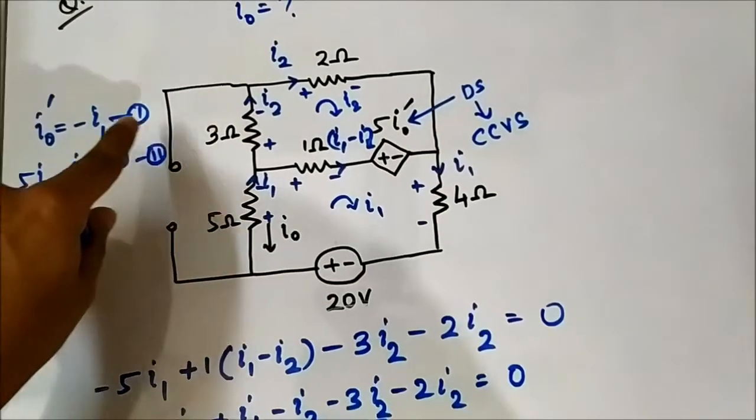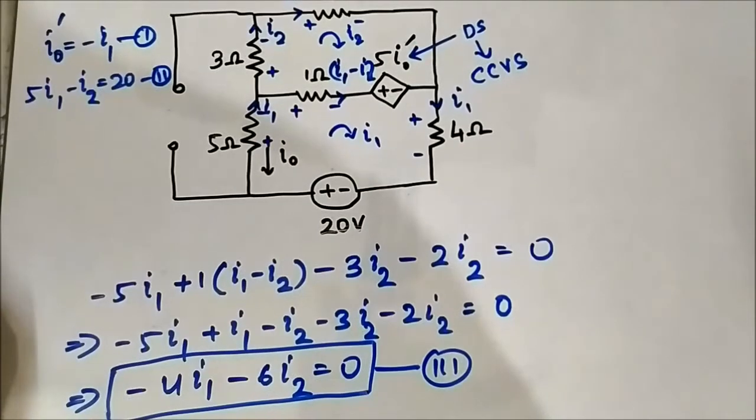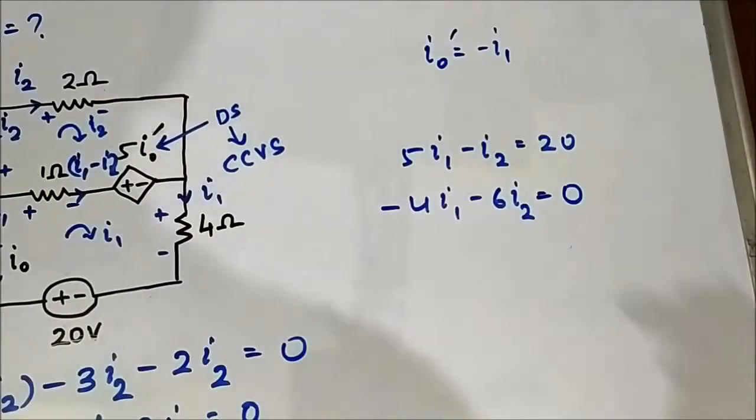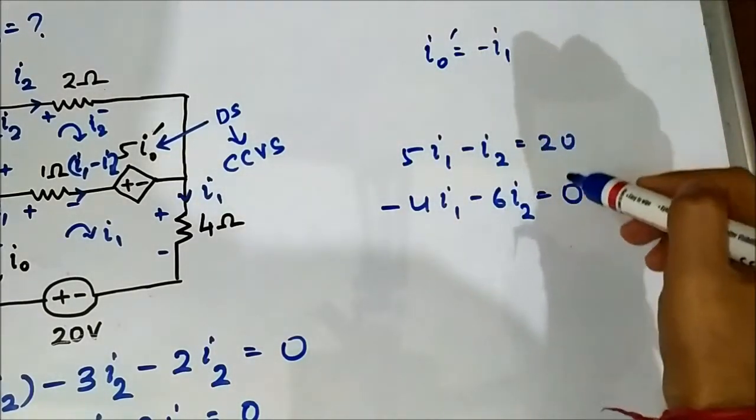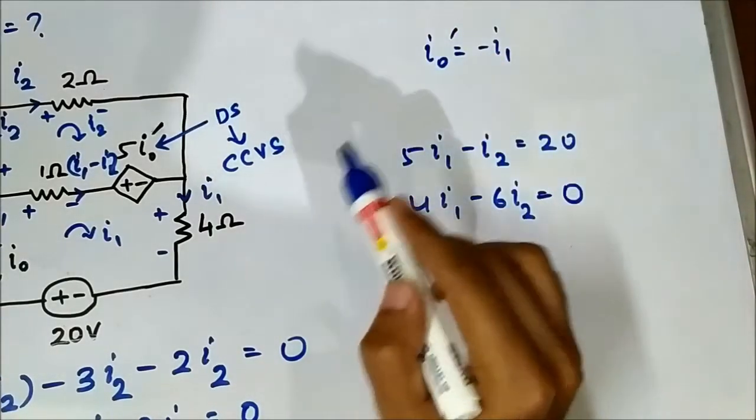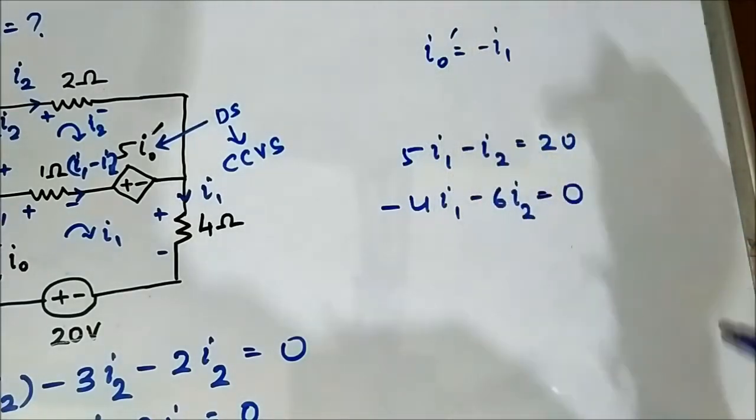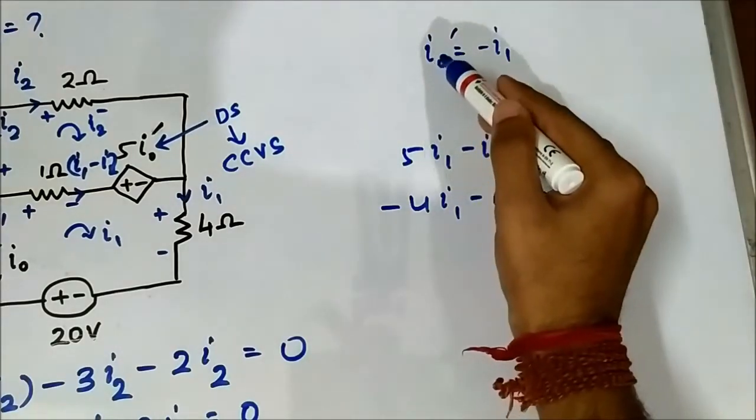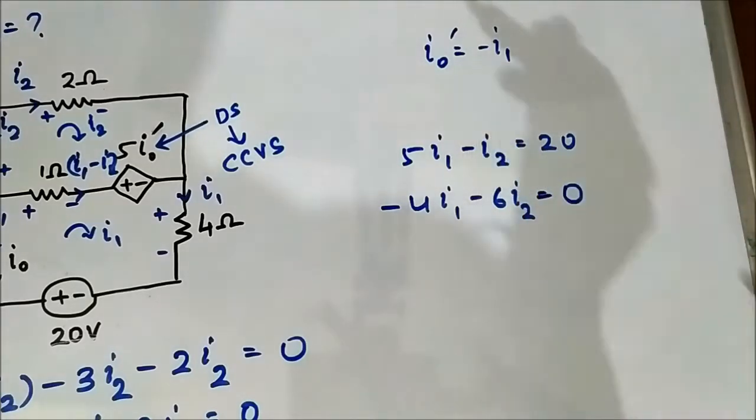Okay, so this is the first important equation, this is the second, this is the third. Now we have to solve them. So we have got these three equations, equation number 1, 2 and 3. Our objective is to find out I0 dash, which is minus I1. So from these two equations, if we find I1, we can find out I0 dash. So we have to figure out a way how to cancel I2.